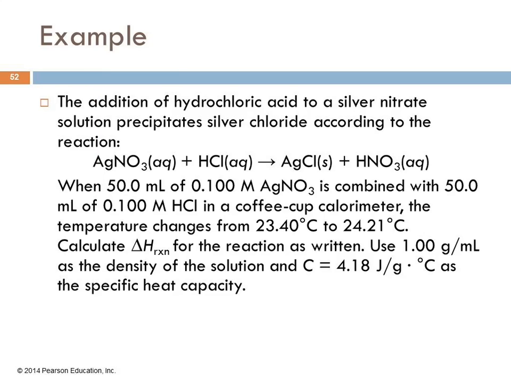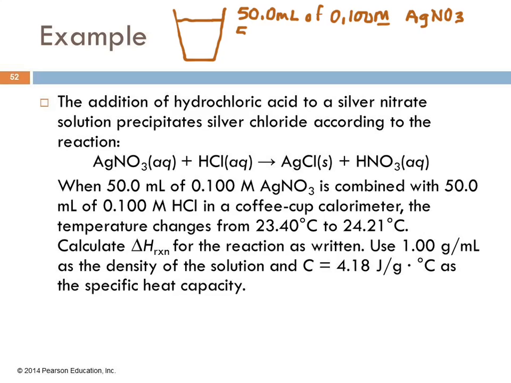So up here, I've got my coffee cup calorimeter, okay, and I've got liquid in here. So what's in here? Well, I've got 50 milliliters of 0.100 molar silver nitrate, and I've got 50 milliliters of 0.100 molar HCl. Okay, that's the liquid in here. We're told the temperature changes from 23.4 to 24.21.